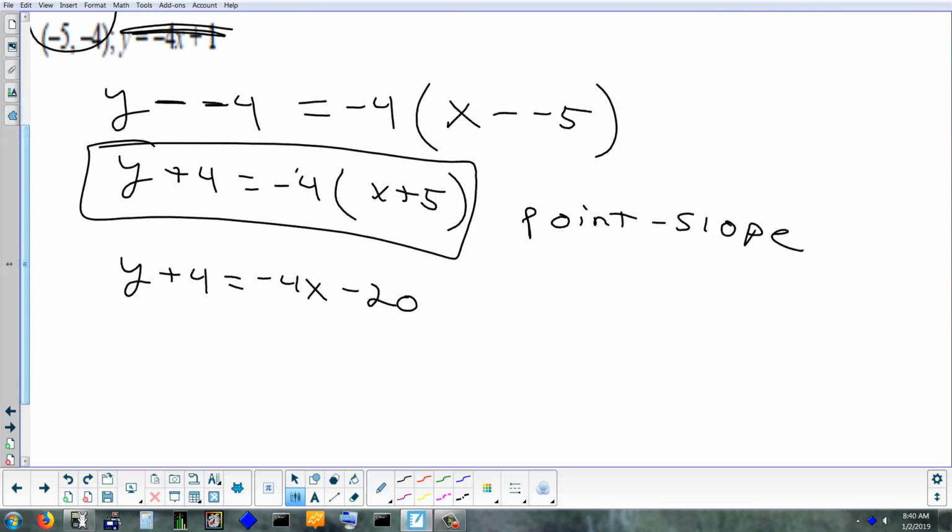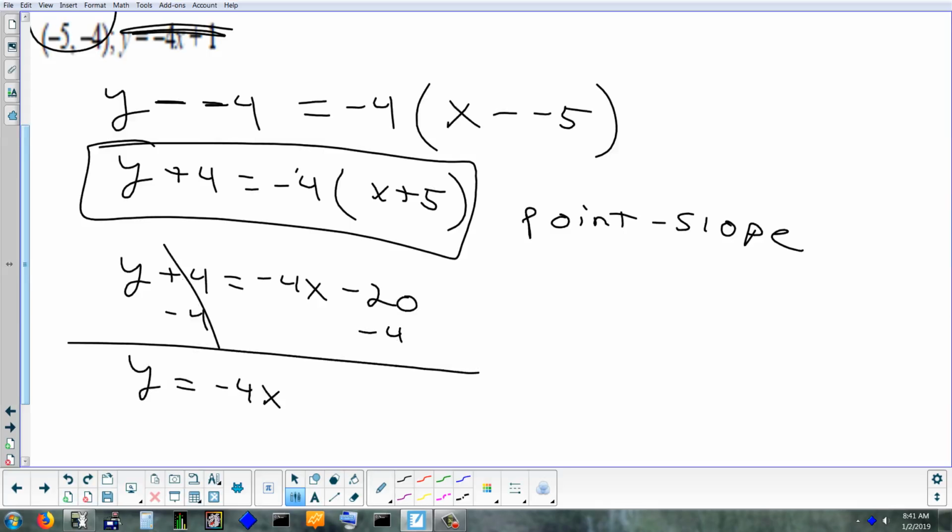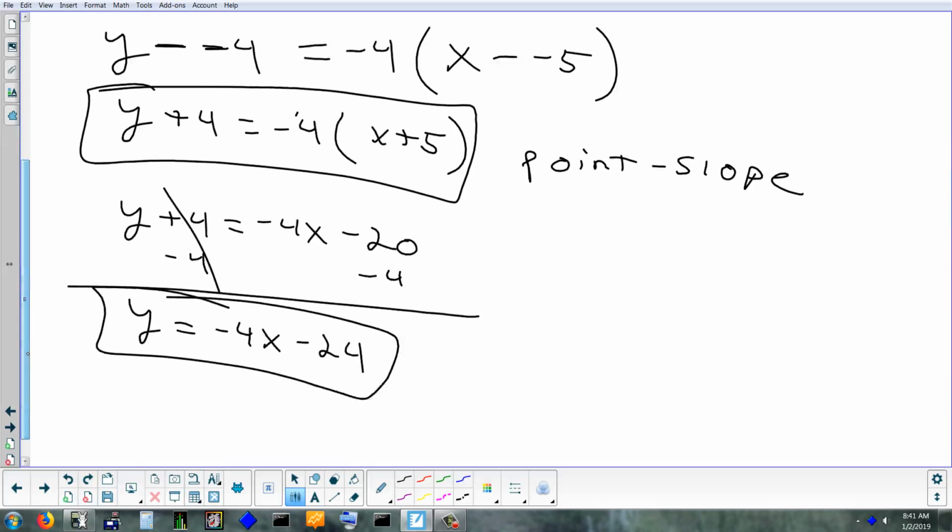Last thing I have to do to get y by itself. How about Joe? You have to subtract 4. Subtract 4 from both sides. That's gone. What's going to be on the right-hand side? -4x, and then -24. And that answer is also correct.